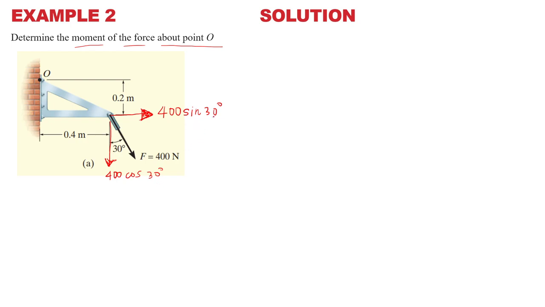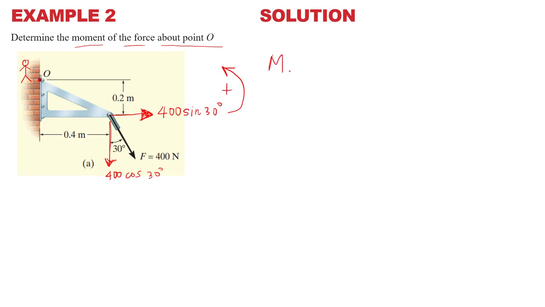Okay, 400 cos 30. How does it rotate? This is 400 sin 30, right? It will rotate like that. Why like this? About O. This is O. This is where you are. Yes, right. Like this. So this is the distance. 400 sin 30. And it rotates up. Which way, by the right hand? Okay, look at the right hand. Yes, this one is a positive.